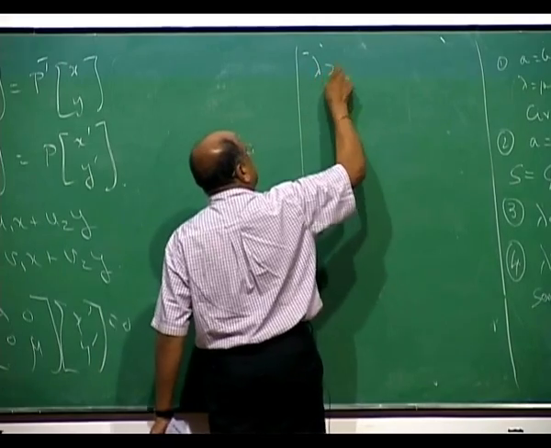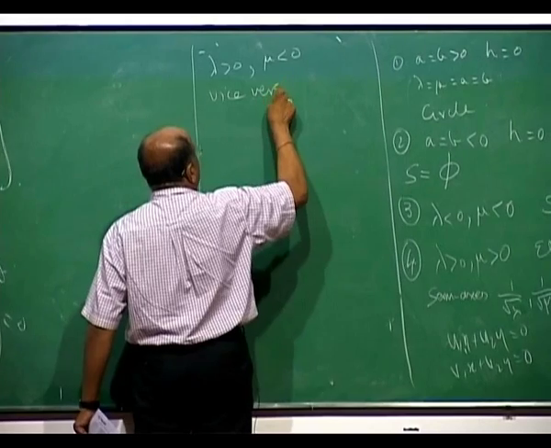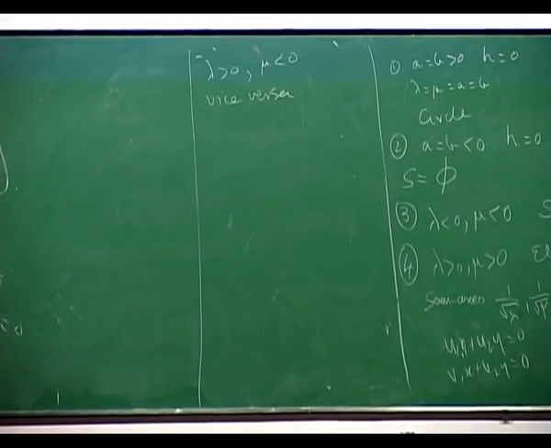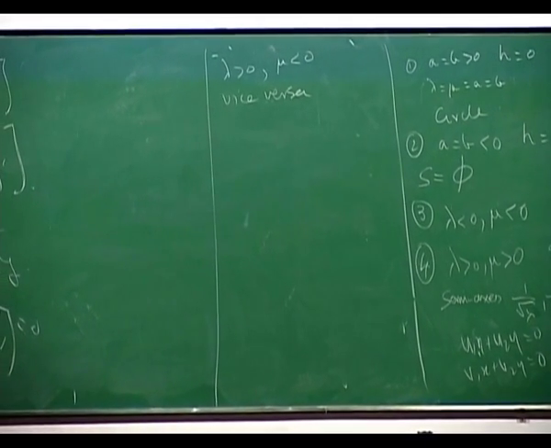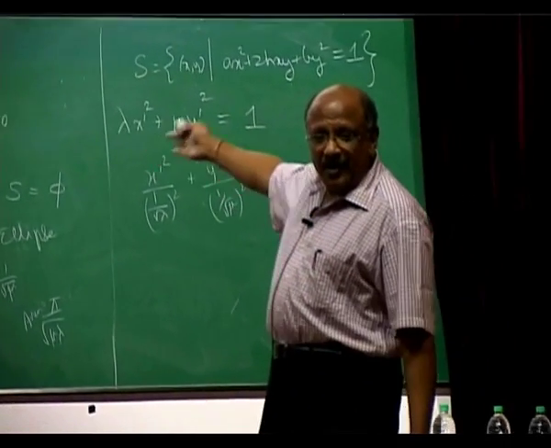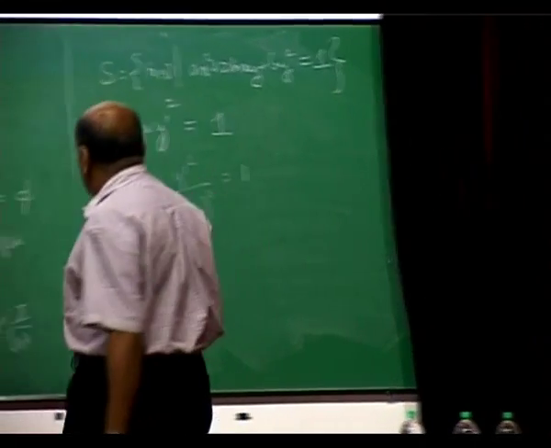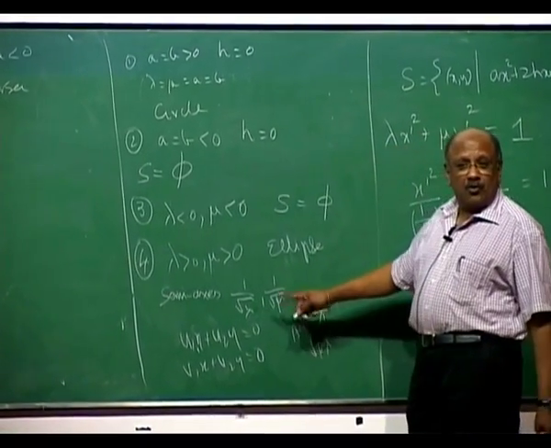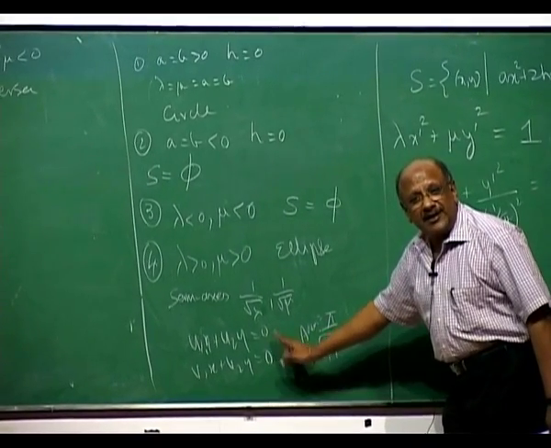So if lambda bigger than 0 and mu less than 0, or vice versa, then what do you get? Yeah, a hyperbola. You will get a hyperbola because one is positive, one is negative. So you get x squared by a squared minus y squared by b squared equals 1. So again the lengths of the semi-axis are 1 over mod root lambda, 1 over mod root mu, that's all. And the equations of the semi-axis of the major and minor axis are still the same.